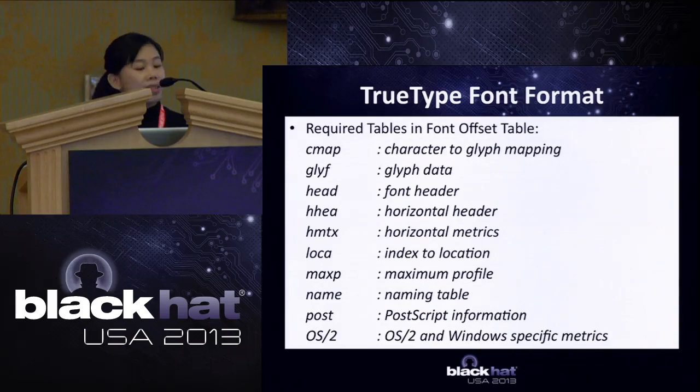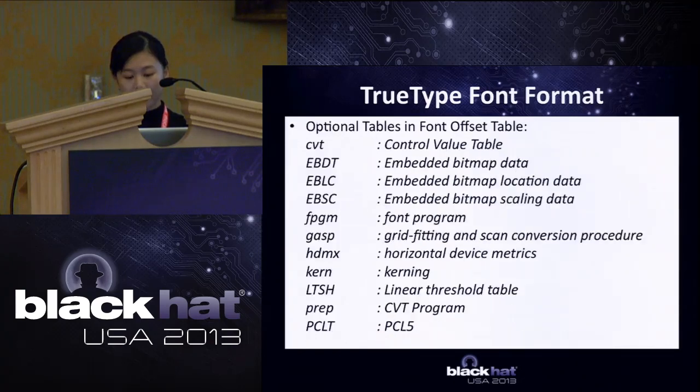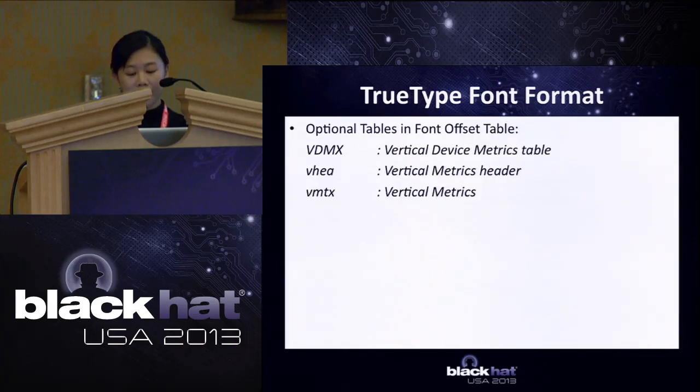This slide lists the required tables in the font offset table that include cmap, glyf, head, hhea, loca, maxp, and etc. However, they can also include some optional font tables, such as cbdt, EBDT, EBLC, EBSC, and etc. And some more. And all the tag names for each table must be registered with Apple Developer Technical Support.